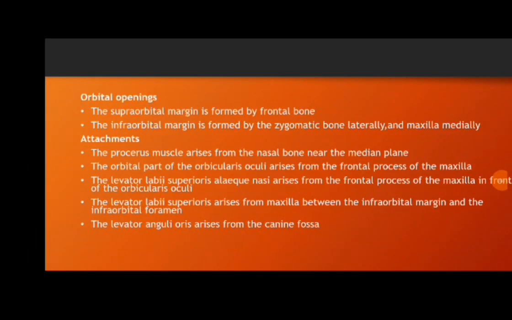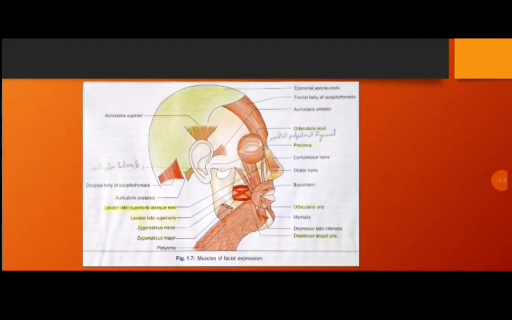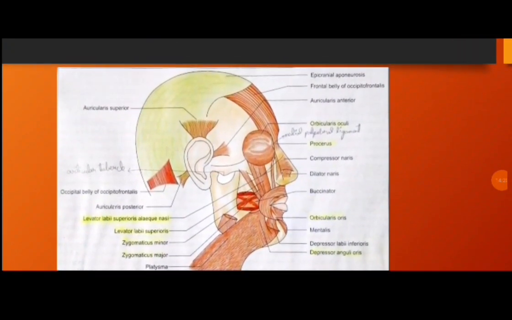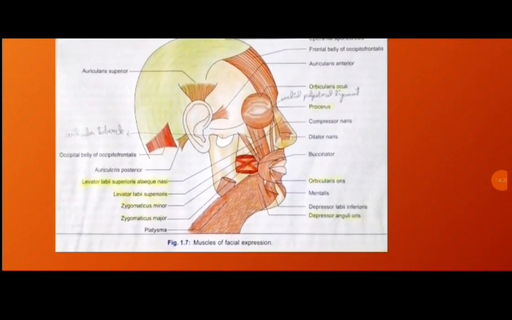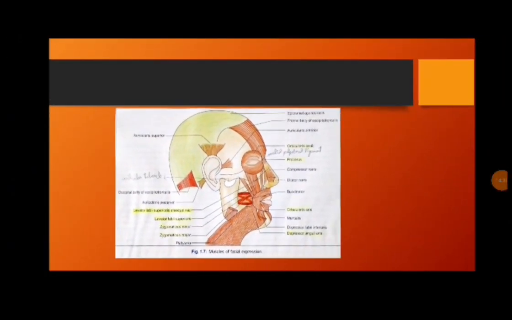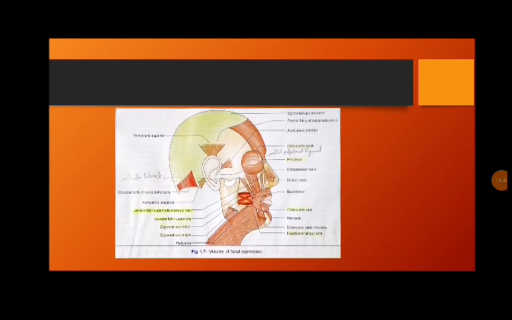Then levator anguli oris arises from the canine fossa. Okay, levator labii superioris alaeque nasi, can you see? The levator anguli oris is arising from the canine fossa.